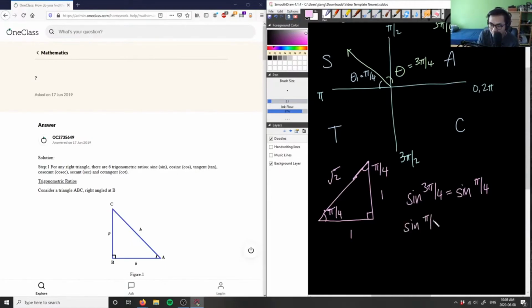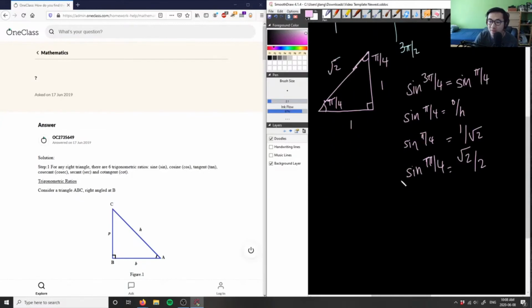So sine pi over 4 equals, now all we have to do is plug in our trig ratio. It's going to equal opposite over the hypotenuse, which in this case is 1 over root 2. At this point, you can leave this answer as 1 over root 2, or you can rationalize it by multiplying root 2 to the top and the denominator. So you get root 2 over 2. This is sine pi over 4, and this is also sine pi over 4.